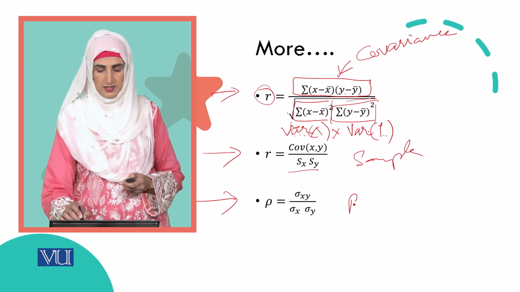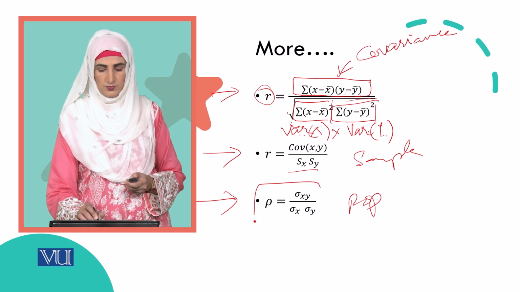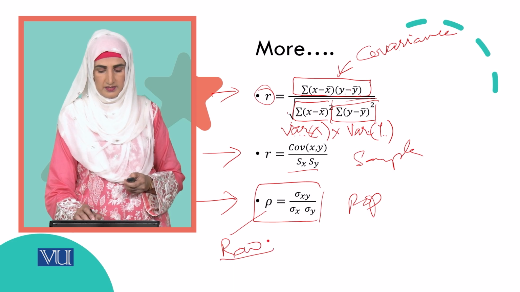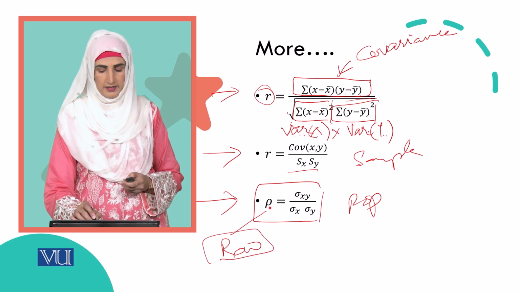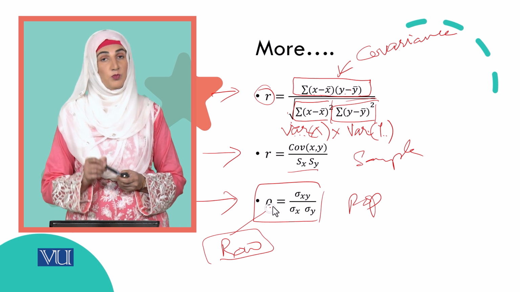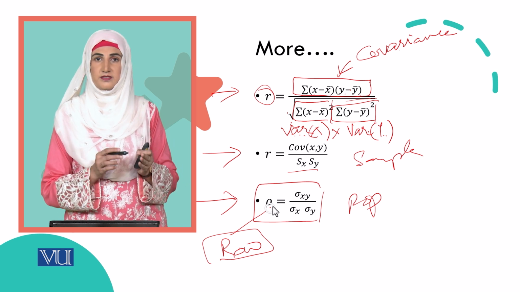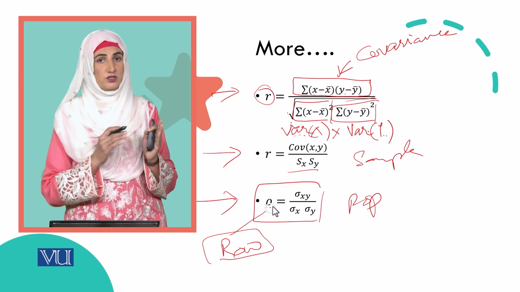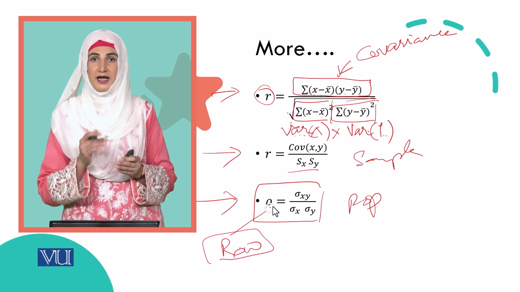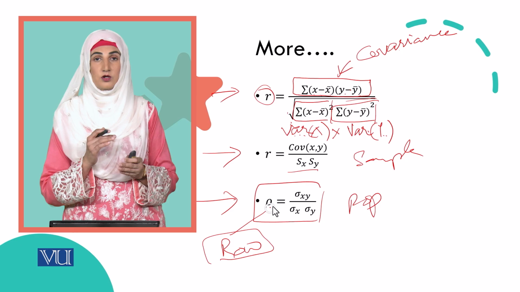If population is given, then you will use this expression. This is called rho. It's a Greek letter. This Greek letter is also correlation, but this correlation is for the population variables. If x and y both variables are given for the population and you have to calculate the correlation, then that correlation is denoted by rho.